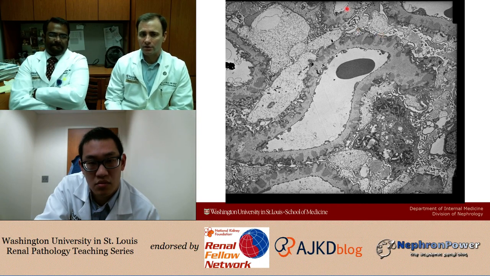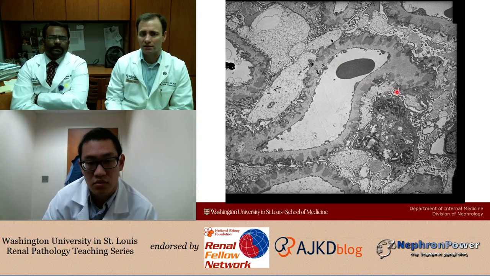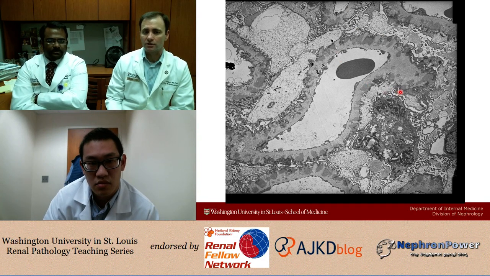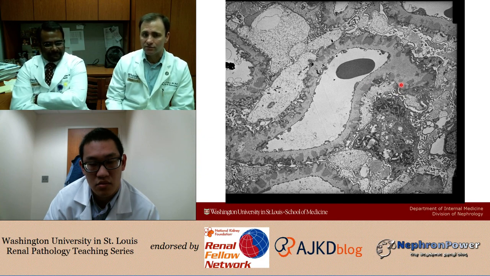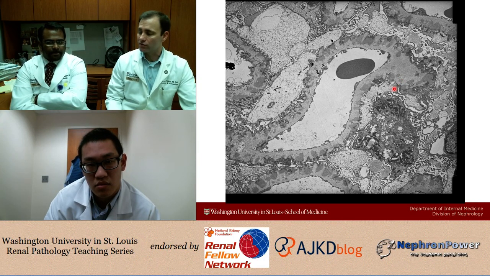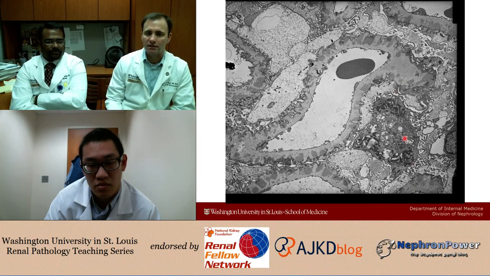However, the other tools we have, such as PLA2R staining, which certainly is positive in many cases, but it's not 100% positive, and it certainly can be positive in cases of secondaries. Same with IgG4, but they certainly favor a primary process versus a secondary membranous. So those are the tools that we have at our disposal.